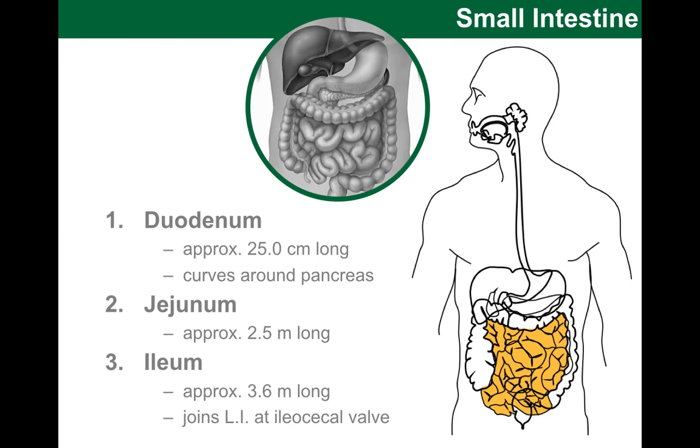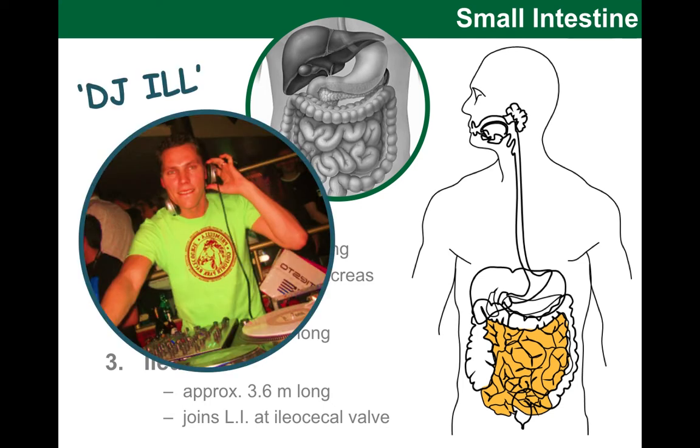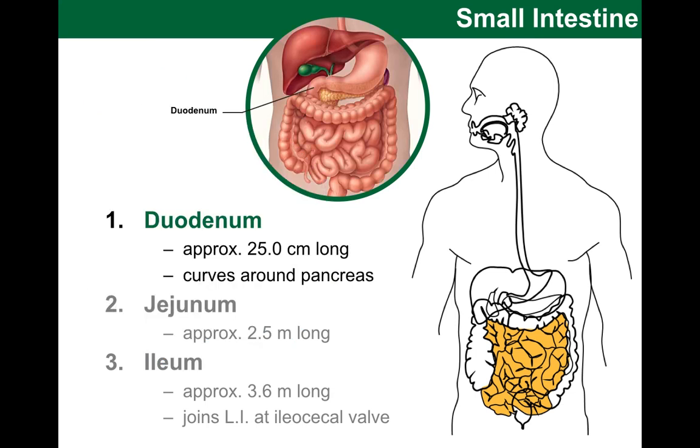So I think the next thing that we should do is to review the 3 parts of the small intestine. And these are the duodenum, jejunum, and ileum. How do you remember it? Think of DJ Ill as a mnemonic, a really cool DJ in a club. So let's start with the first one.